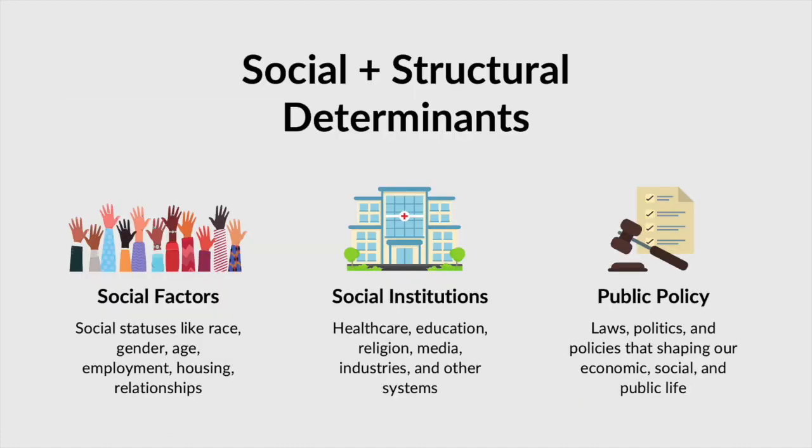So, as a review, there are social factors, those social statuses like race, gender, age, employment, housing, relationships, that can create more risk for people that have certain social factors. There are social institutions that can contribute to our collective, measurable well-being, both mentally, physically, and also emotionally, spiritually, socially, environmentally. These institutions are things like healthcare, education, religion, media, industries, and other systems.